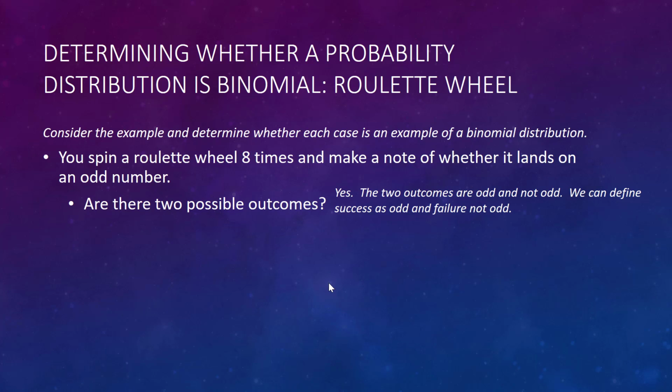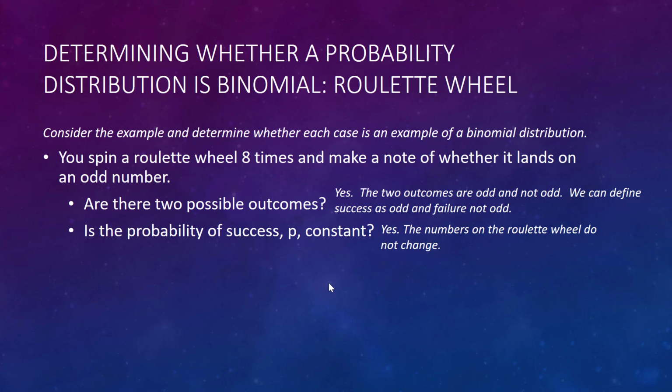And depending on the sort of roulette wheel you are spinning, you might have 1, 2, or 3 zeros on the wheel. So the most precise way to express the outcomes is odd and not odd. Is the probability of success constant? Yes, we're assuming that you are spinning the same roulette wheel each time and that the numbers on the wheel are not changing. So the number of odd numbers is staying constant.